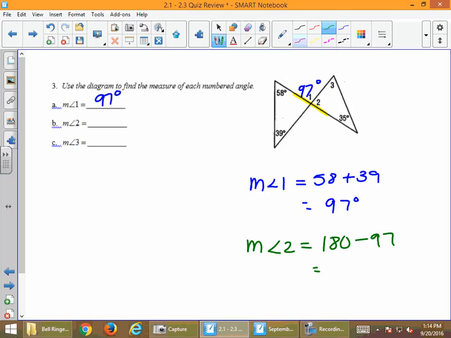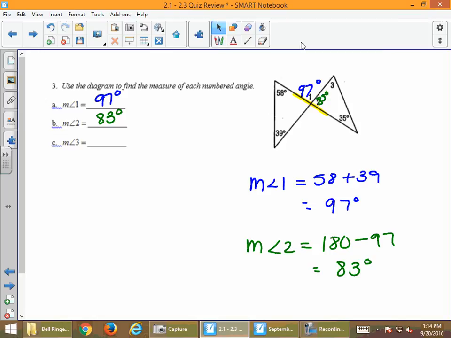What do we get? What do we do? 180 minus 97. What do you got? Okay, everyone check calculator out. Trying these out. You like to plug in your calculator. What do you put? What do you get? 83. We know the measure of angle 2 is 83 degrees. Alright, fill it in.